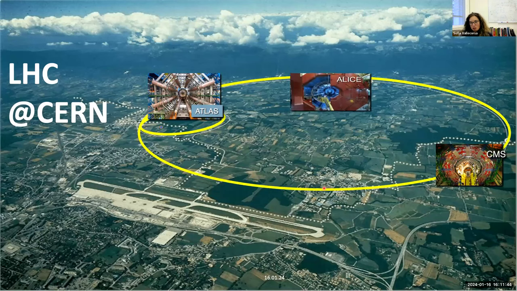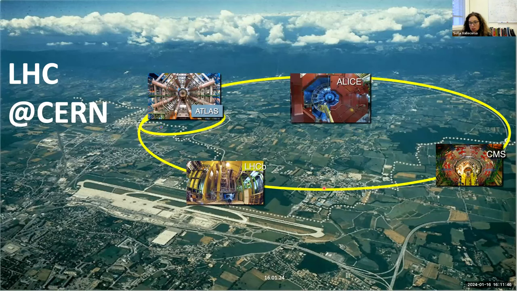So I mentioned CMS and ATLAS. There are other experiments that analyze the collisions that are generated by the LHC, the Large Hadron Collider at CERN. You can see here an impression of where it is placed, on the border between Switzerland and France, close to Geneva. And you can see the pictures of the different experiments at the LHC.